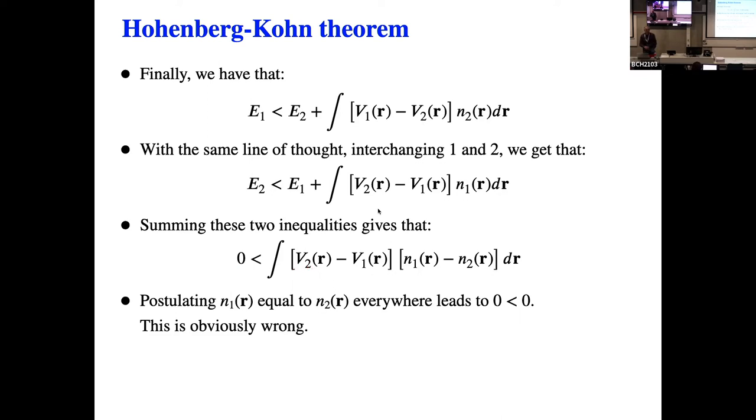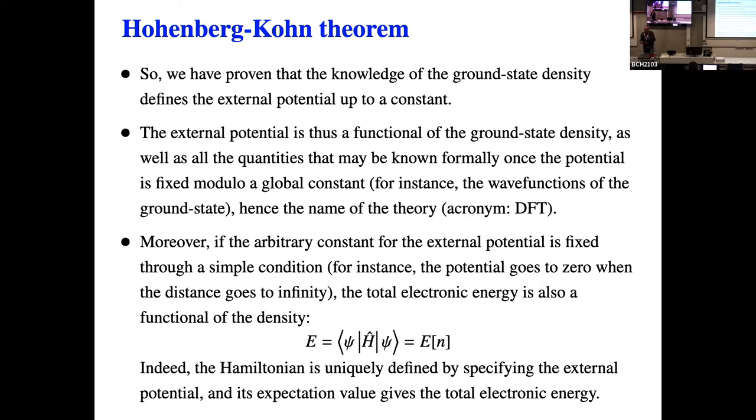So if you have two different potentials, the density must be different at least in one point in space. Basically, this shows that if you have a given potential, there is one density associated to it, modulo a shift of the potential. So this proves that indeed, once the ground state density is known, the external potential is defined up to a constant. And what we usually do is fix that constant by saying, for instance, that the potential goes to zero.